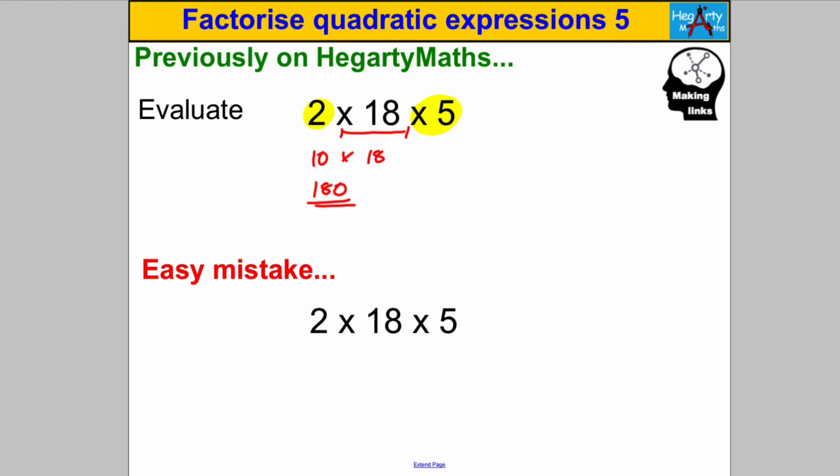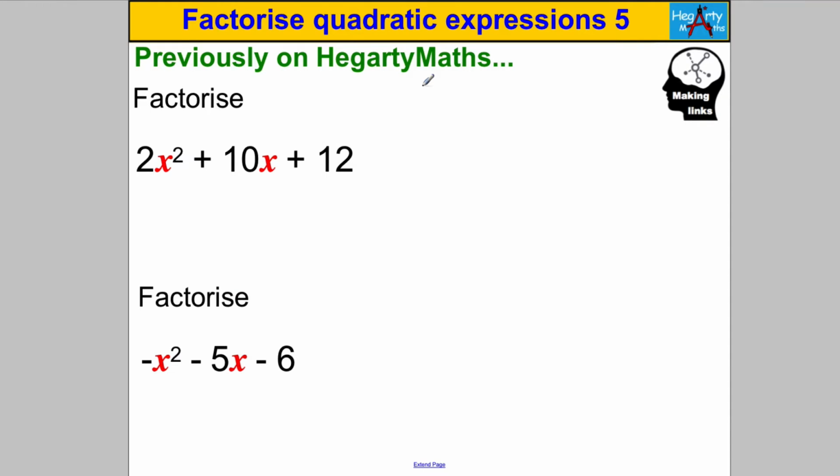Now I just want to point out a mistake students sometimes make. They don't realize you can do that, and they think maybe you double the 18 and double the 5 and times them together. So when they see 2 times 18 times 5, they do 2 times 18, which is 36, and 2 times 5, which is 10, and they multiply those out and get 360. And you can see that they've totally got the wrong answer there. That really is not correct at all. You only need to multiply one of the numbers by 2, and you've done that. That's the way multiplication works. That's going to be dead useful in the video coming up.